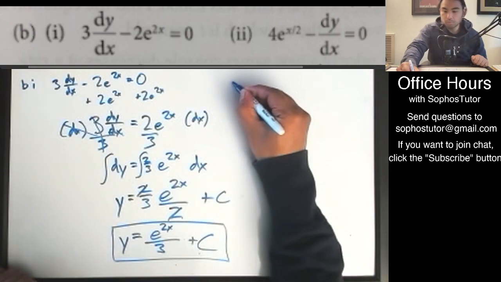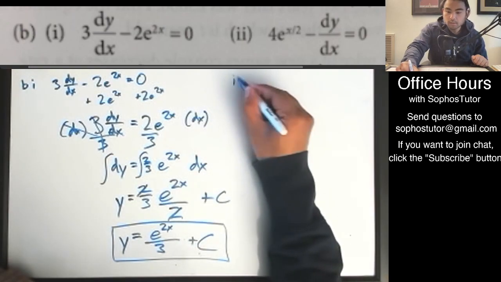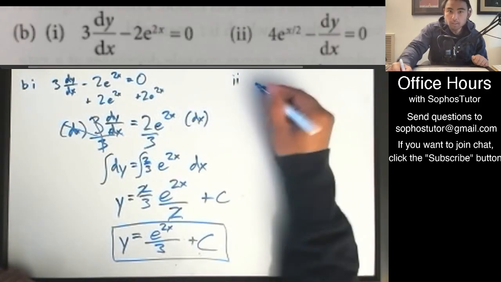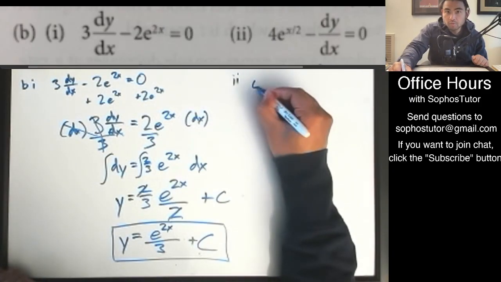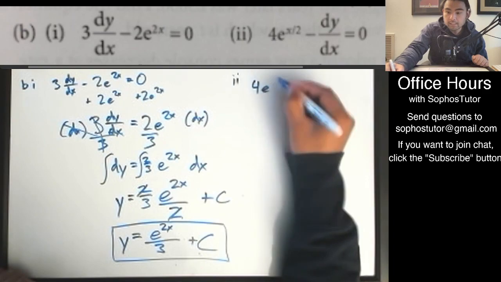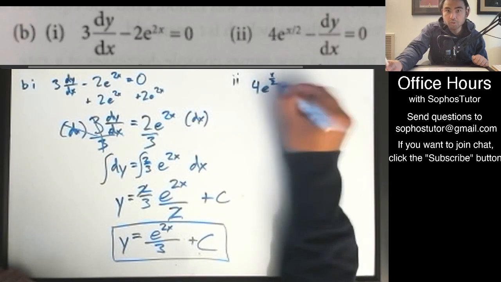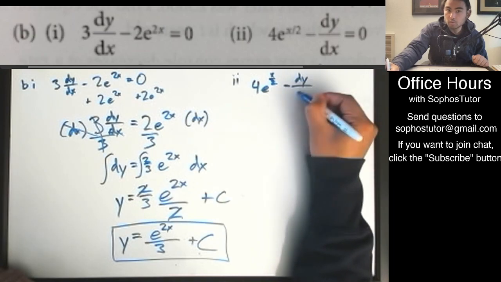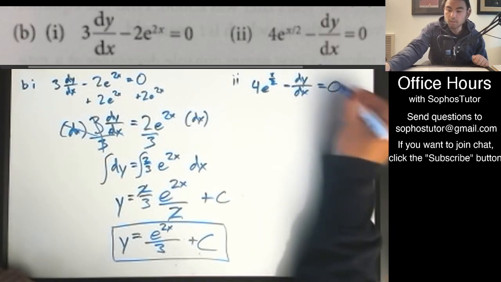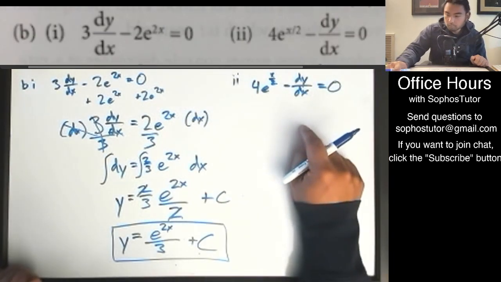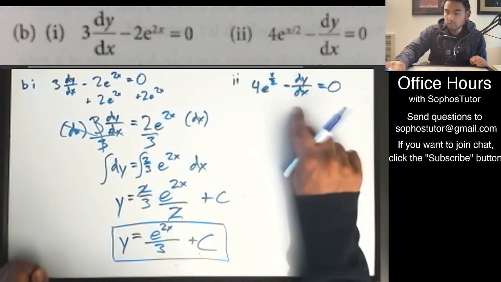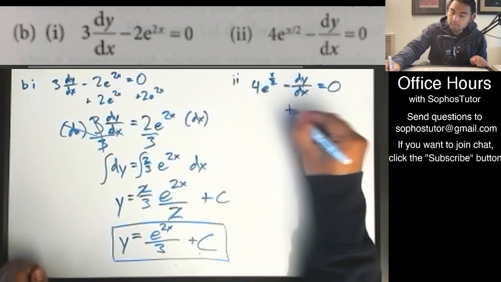Moving on to part 2. Here we are trying to solve 4e to the x over 2 minus dy over dx equals 0. Okay, so first thing is we're going to actually add this dy over dx over to the other side.